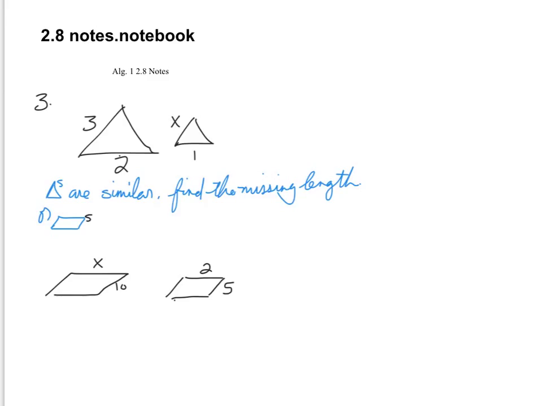Here we go. What we can do in order to figure out what the missing side length is, we can set up a ratio. We know that the triangles or the parallelograms are similar because they give us that information right here.